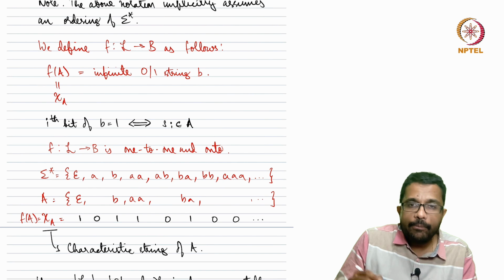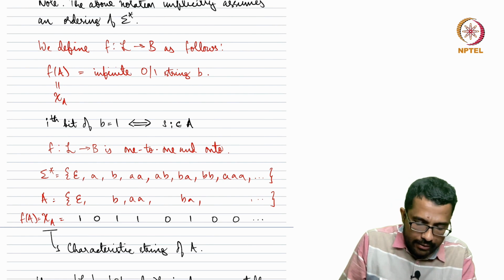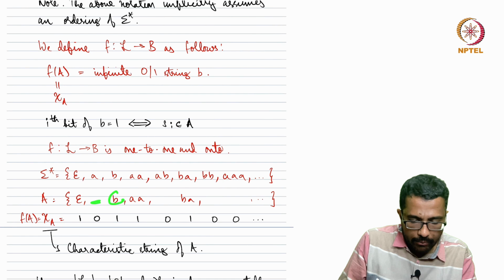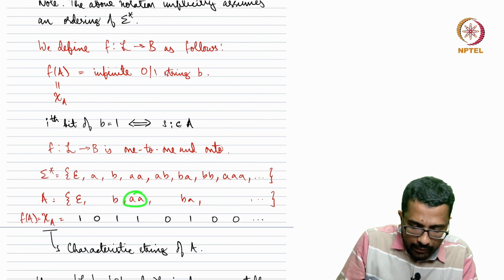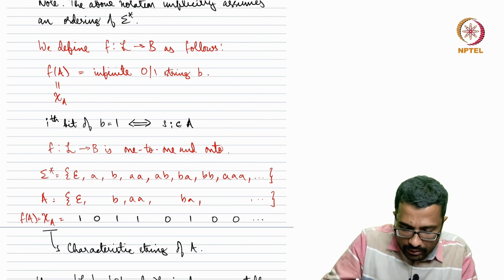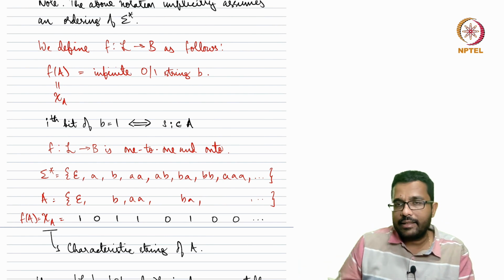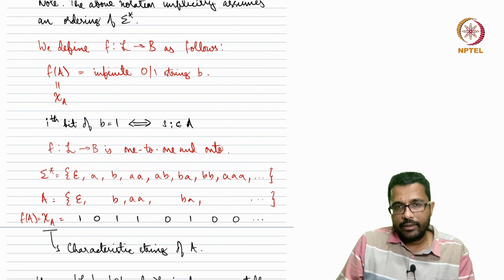I write all the strings of length 0 in A, which is only the empty string. Then I write all the strings of length 1. Small a is not in A, but small b is in A. Then I write all the strings of length 2: aa and ba are in A, ab is not in A, bb is not in A. Then I write the strings of length 3. aaa is not in A, perhaps the next string is in A or not. Okay, so this is how I will write the language.